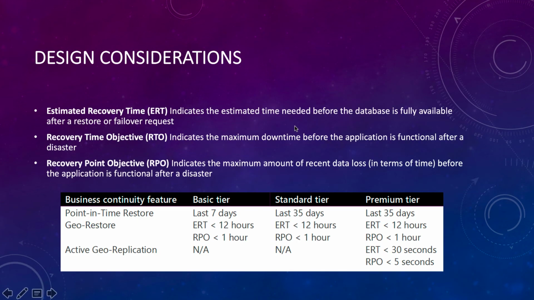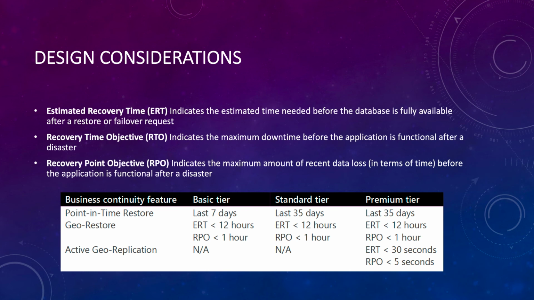Now let's talk about some design considerations when it comes to setting up and designing your database. You'll need to familiarize yourself with several important concepts when determining which SQL database business continuity feature is for you to use. The business continuity features for SQL database across the service tiers, including RTO and RPO, are described in this slide and also are depicted in the table.